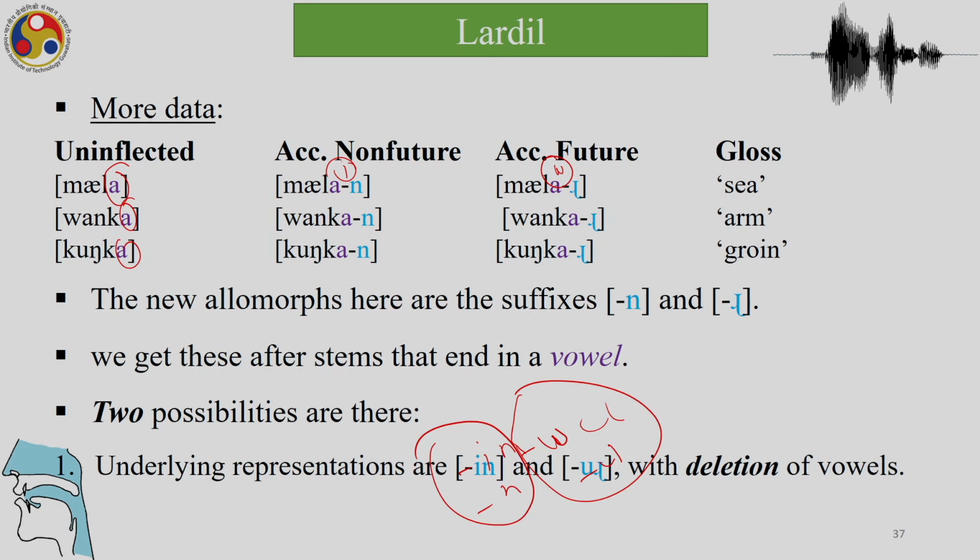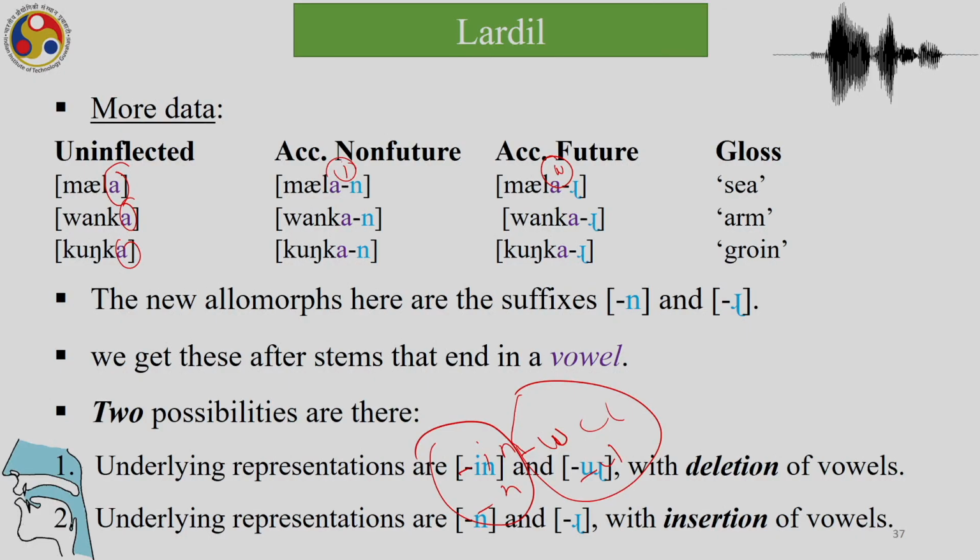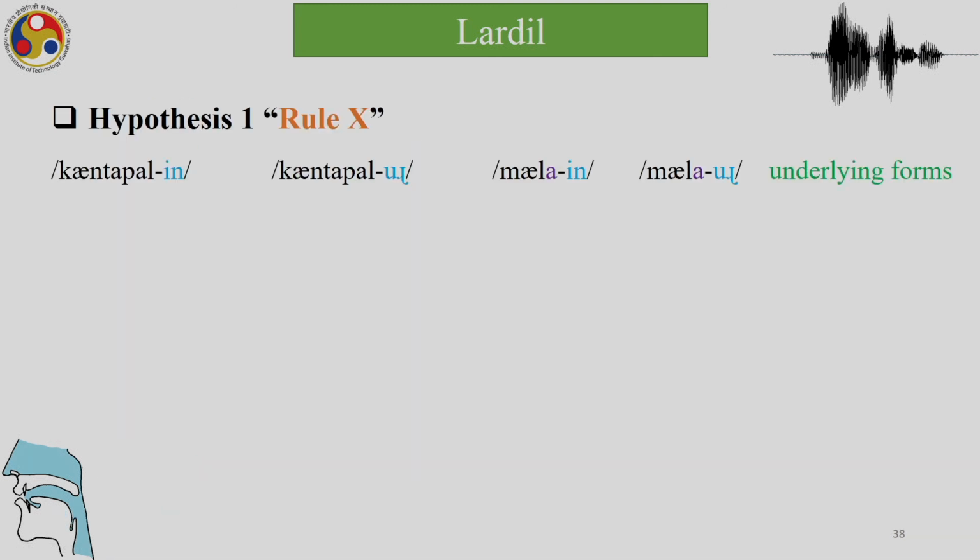Okay. Now that is one way of thinking about the data, that the E and O are deleted. What is the other way of thinking about this? That this na and this rhotic, they are the underlying forms. So which is the underlying form, this one or this one? Okay, now we can work with both the hypotheses to see which one is effective to help us analyze the data that we have.